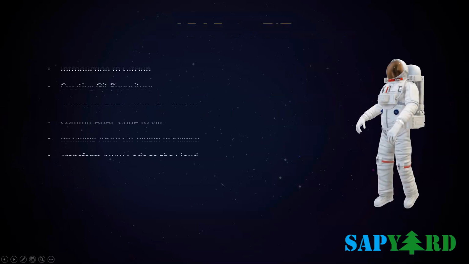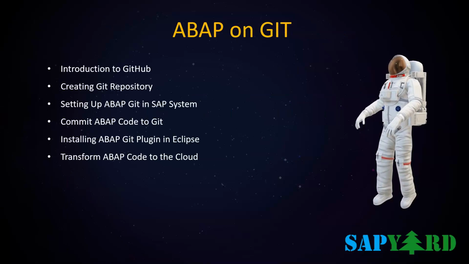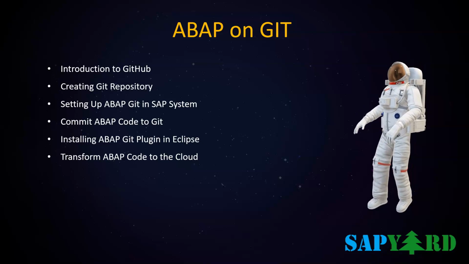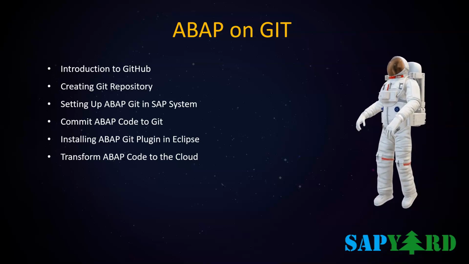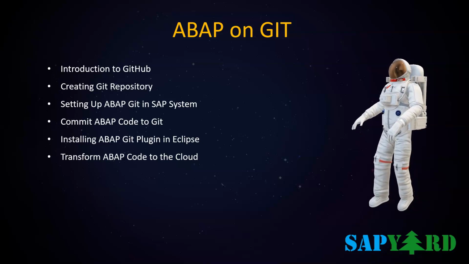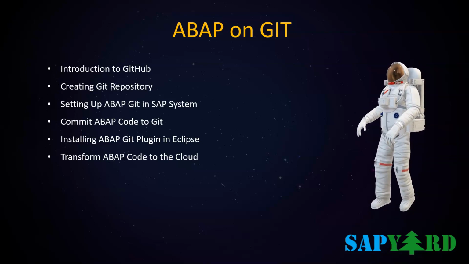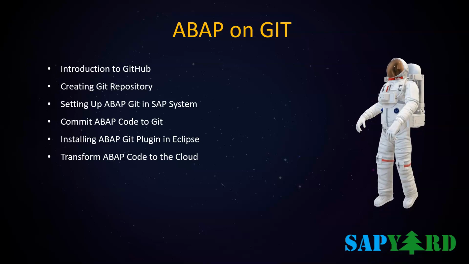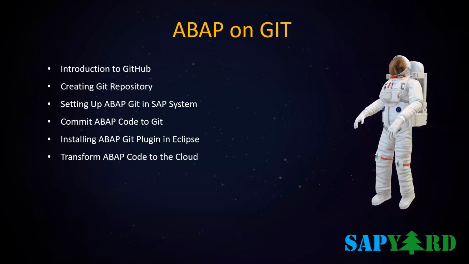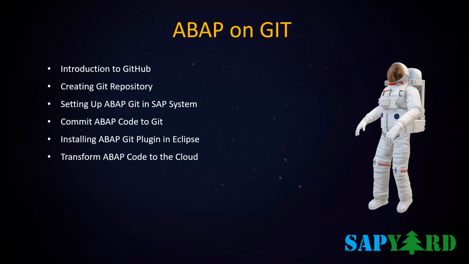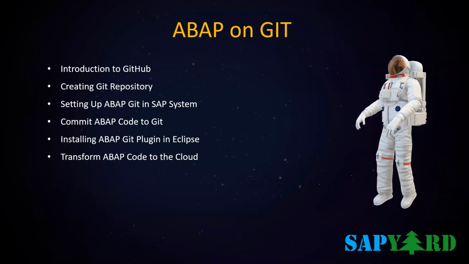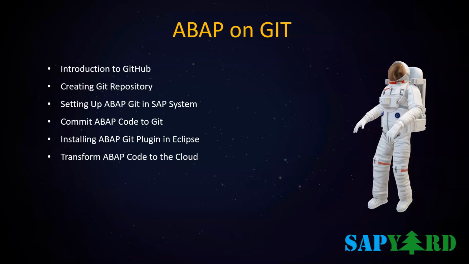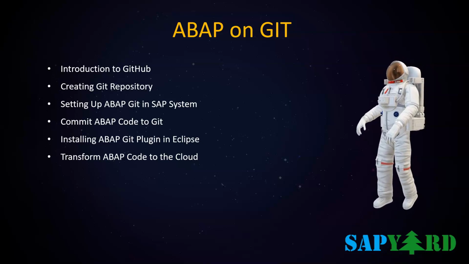Before we wrap up the course, we will learn about a non-SAP project, that is ABAP on Git. Yes, ABAP on Git is an open source project used as ABAP client for Git. Supported from ABAP 7.02 and above, like any other Git repositories, ABAP Git allows version control of the code committed to the repository. We will introduce you to GitHub, teach you how to create Git repository, and set up ABAP Git in your SAP system.